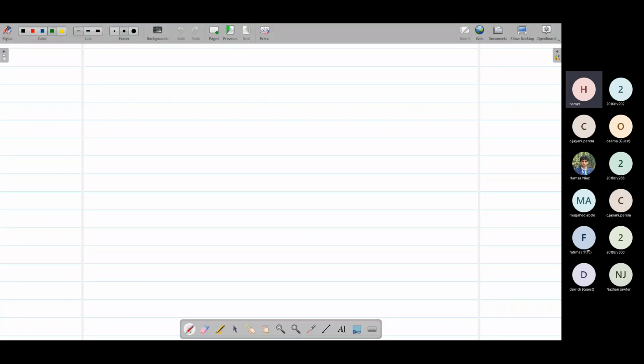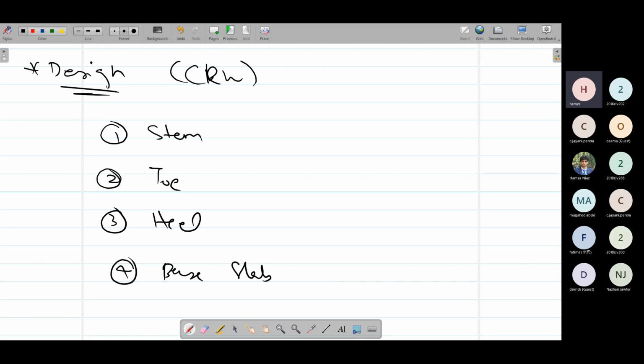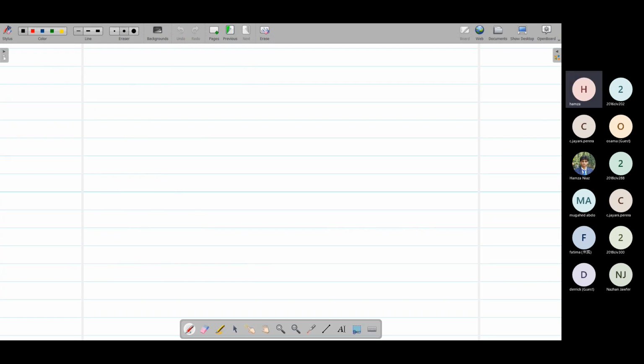So afterwards, after all these three checks, we are going to design the portions. These are for cantilever retaining walls only. For designing, first we have to design the stem, the topmost portion. We have to determine the toe, design the heel, and design the base slab. So these four portions we have to design for cantilever retaining walls. The first we have is the stem.